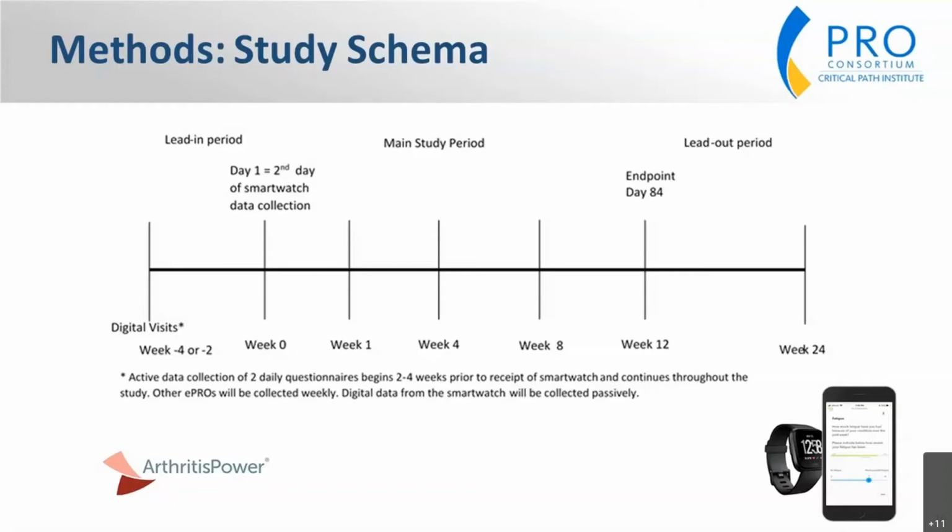Participants meeting this lead-in criteria would then receive their Fitbit Versa and had to complete daily PRO measures, weekly PRO measures, and also provide Fitbit data for the 12 weeks of the main study period. Participants received daily reminders throughout the lead-in and main study period through push notifications to their Arthritis Power app. After 12 weeks, we also incorporated a lead-out period where no daily reminders were sent to participants. This was to help us evaluate what the quote-unquote natural adherence to providing data would be in a non-study setting. So basically, what happens if you're not constantly being reminded to sync your data.